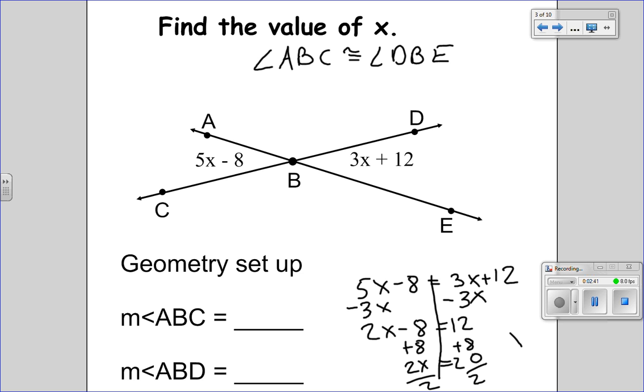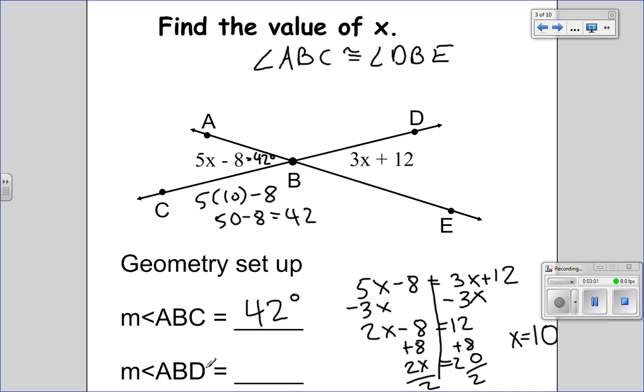So x equals 10. So with that said, for ABC, all we need to do is 5 times 10 minus 8, which gives me 50 minus 8, which equals 42. So the measure of angle ABC is 42 degrees.